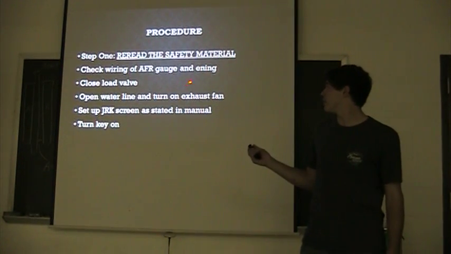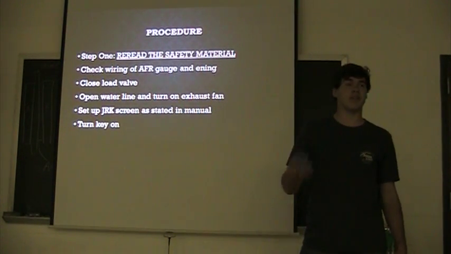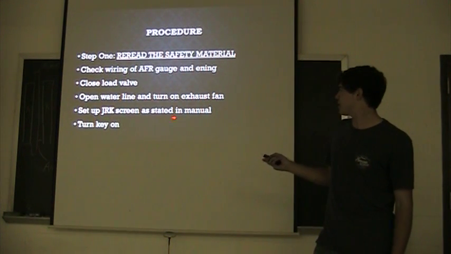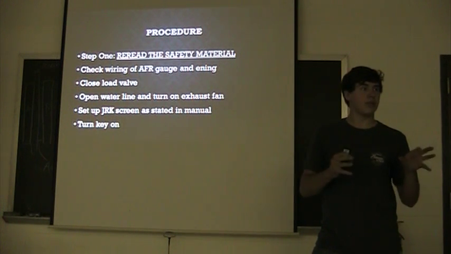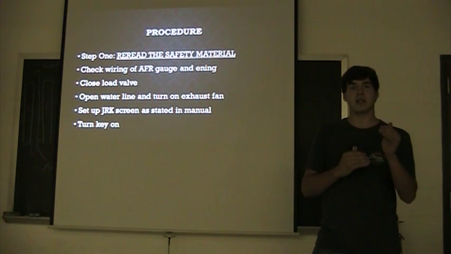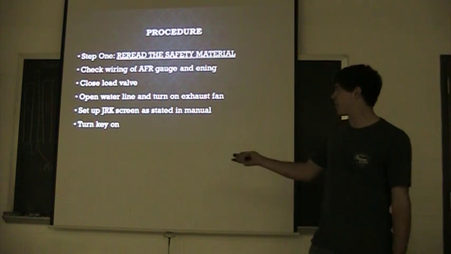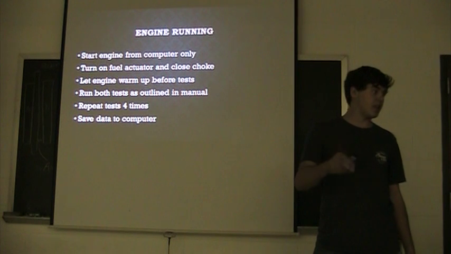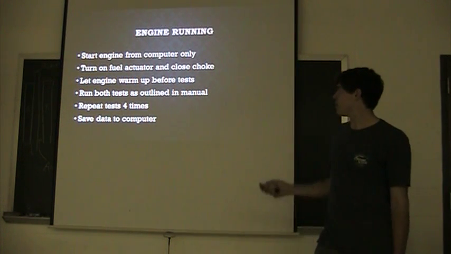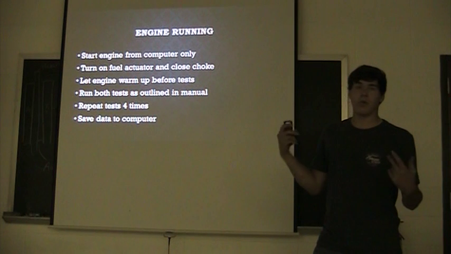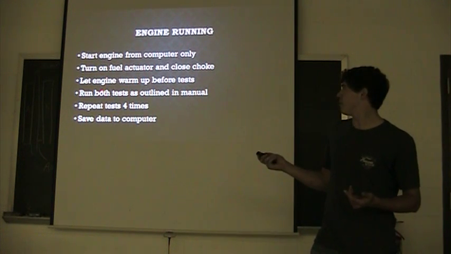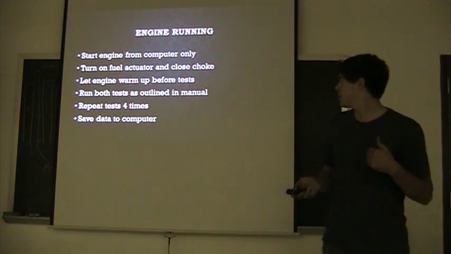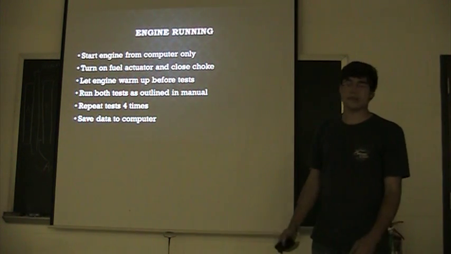There are monitors in the room also from the safety talks. If they go off at any point, turn the motor off and leave. We'll set up the JRK screen. All this is actually going to be done on a computer. It sets up the experiment, sets it up to collect data and the motor to run. Then we'll turn the key on, which won't start it. Every time we start the motor, there's a key on the computer that we're going to hit. And once we've done that, we'll let the thing warm up, and then we can start doing the pulls. And we'll repeat the test 4 times just so we get a good accurate data spread, and we'll save that data to the computer.